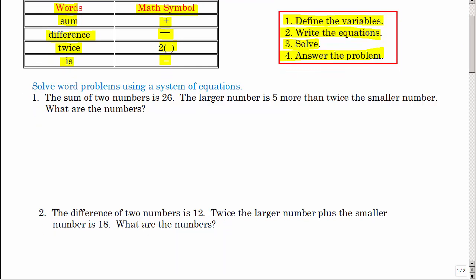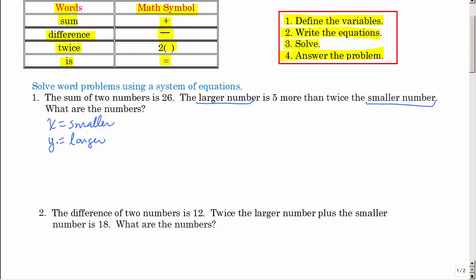Let's read number 1. The sum of 2 numbers is 26. The larger number is 5 more than twice the smaller number. What are the numbers? Well, we're going to use 2 variables. I'm going to pick x to be my smaller number, and I'm going to let y be my larger number. You could choose any variables you want.